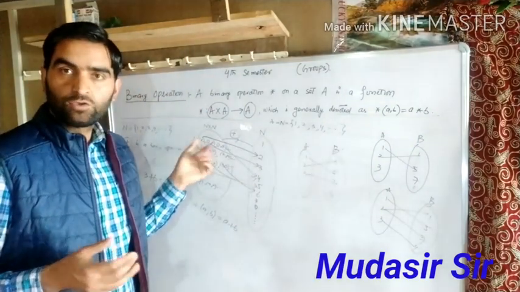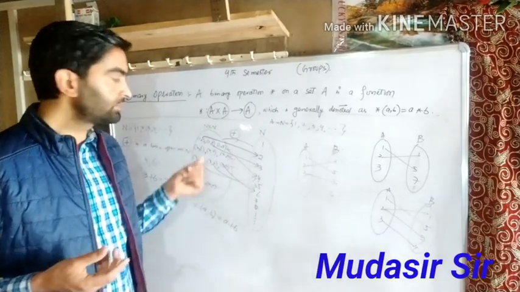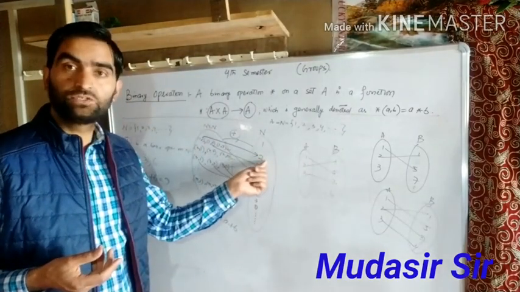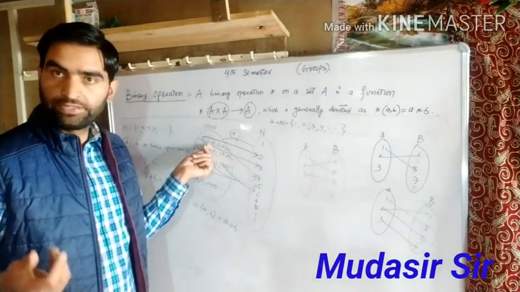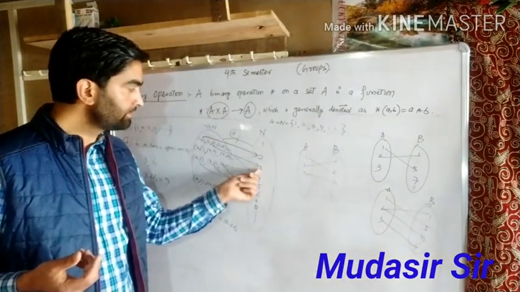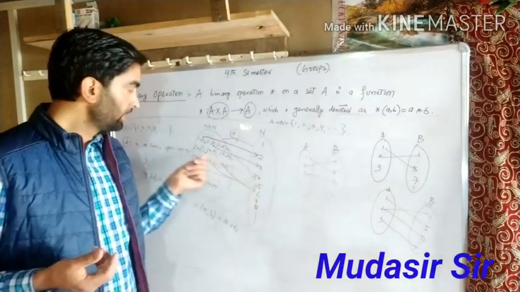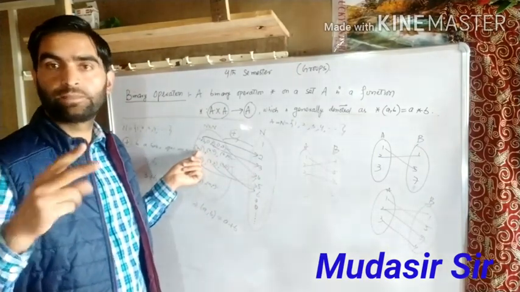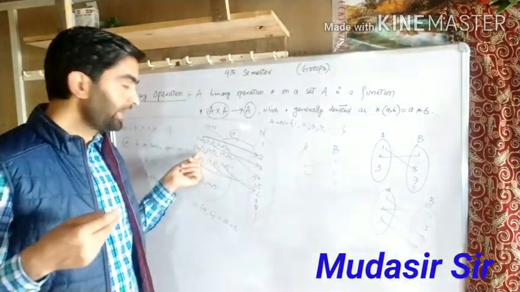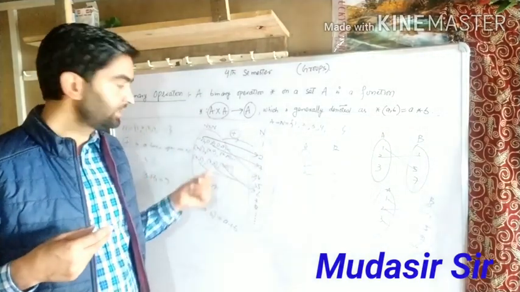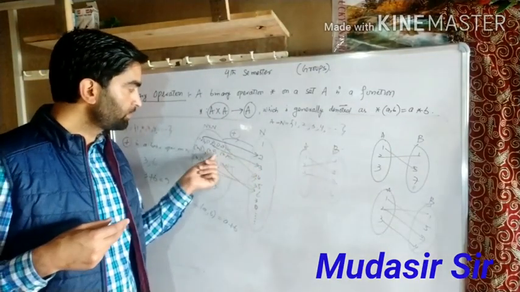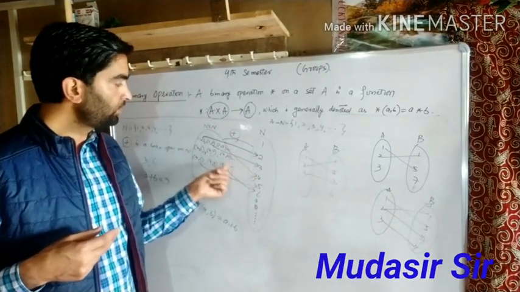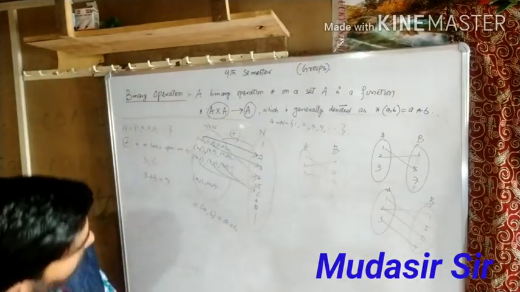You select 1, 1, you add them, 1 plus 1 is 2. In other words, ordered pair (1, 1) is connected with 2. (1, 2), you add them, 1 plus 2 is 3, so (1, 2) is connected with 3, (1, 3) is connected with 4. Then the ordered pair (2, 1), you add them, you get a natural number, 2 plus 1, 3. So (2, 1) is connected with 3, (2, 2) is connected with 4, and (2, 3) is connected with 5, and so on.